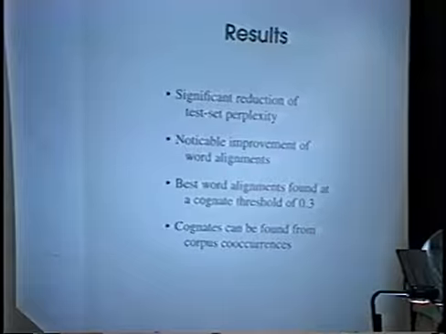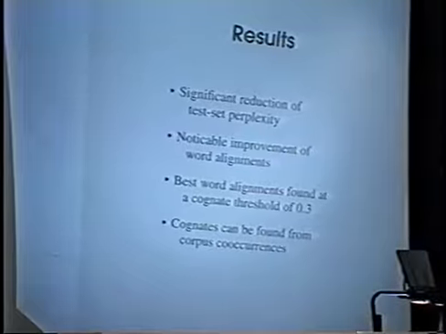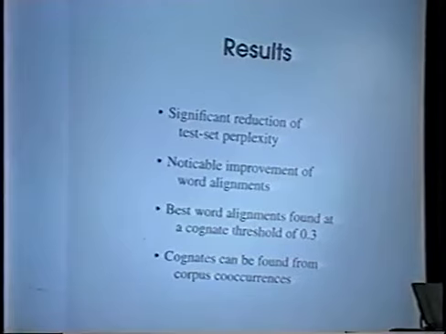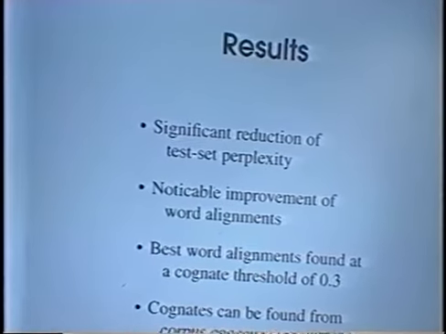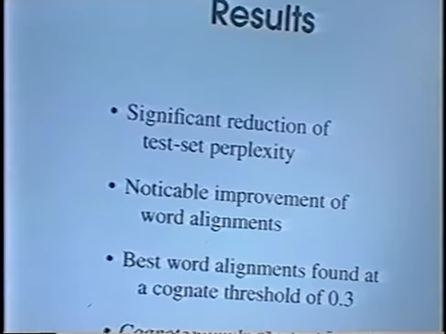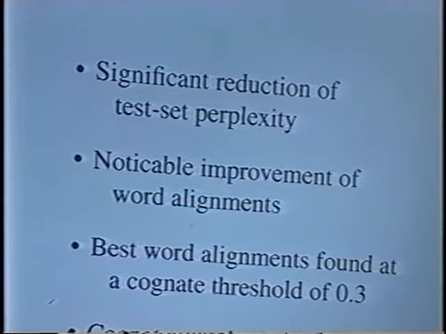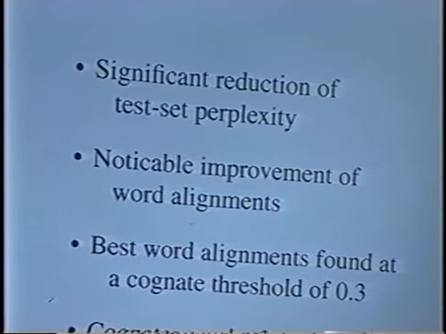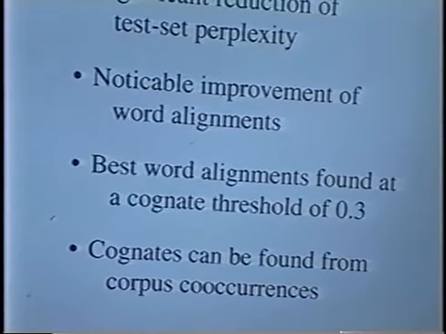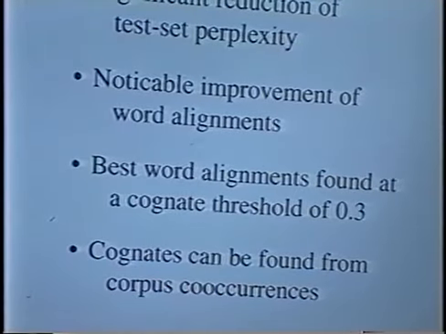So just a brief recap of the results of the dictionary experiments. We produced significant reductions in test set perplexity and noticeable improvements in word alignments. These are both positive results. And interestingly, the best results in word alignments came at the cognate threshold of 0.3, which produced a higher test set perplexity. So it's worth investigating why this happens.